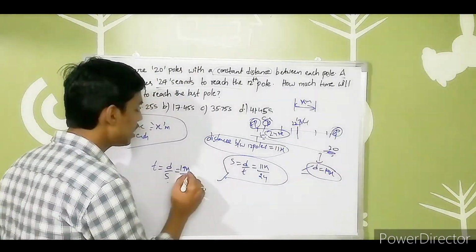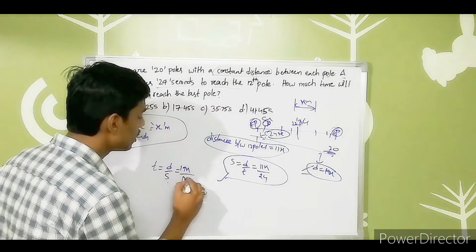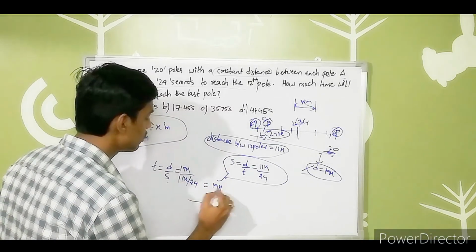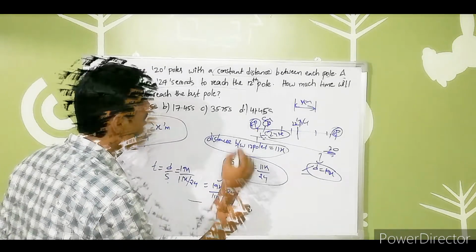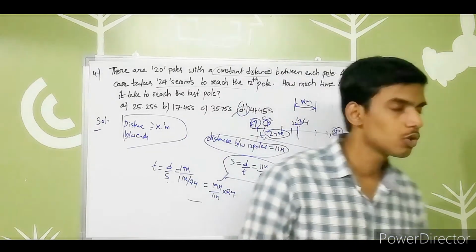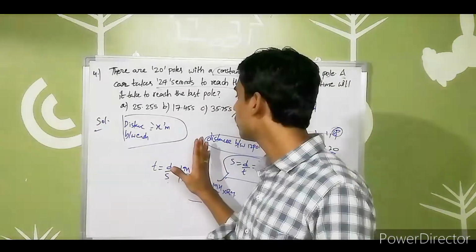So that is 19x divided by the speed, which is 11x divided by 24. So we get 19x divided by 11x into 24, and by doing it we get the answer as 41.45 seconds. So that's it guys, this is the major thing we have to remember.